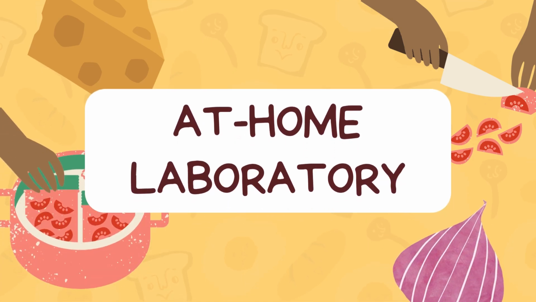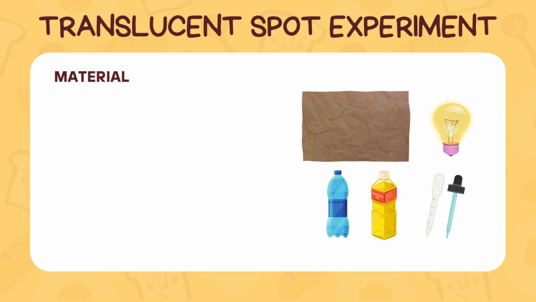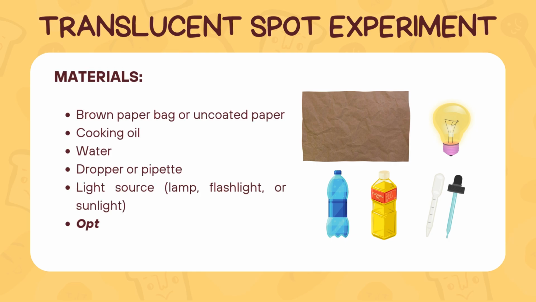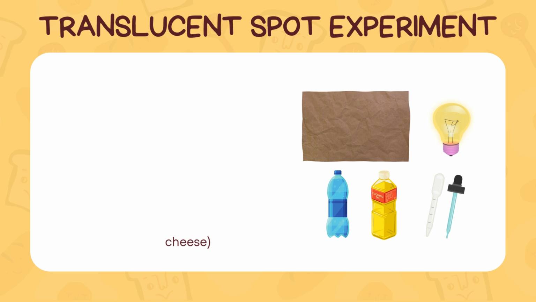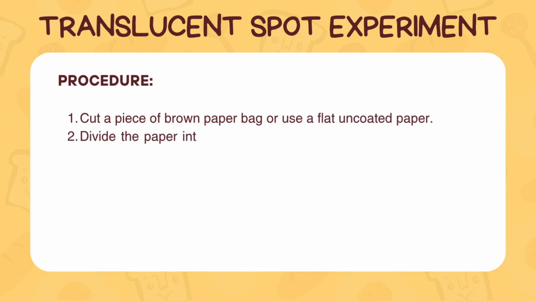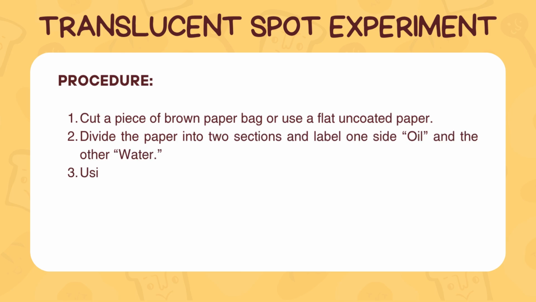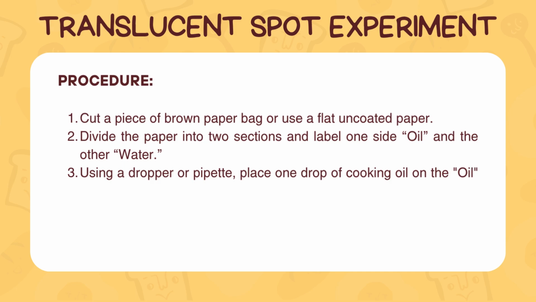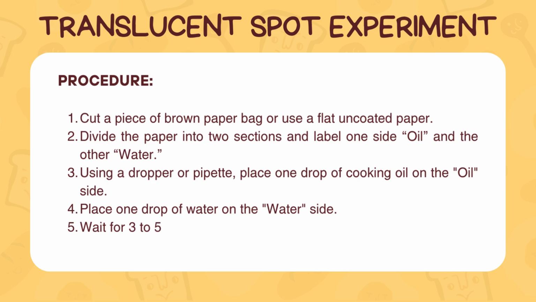Before we dive into the lesson, let's start a quick hands-on experiment that you can do at home using simple materials. First, get a brown paper bag and divide it into two sections. Label one side as oil and the other as water. Now, using a dropper or pipette, place 1 drop of cooking oil on the oil side and 1 drop of water on the other.